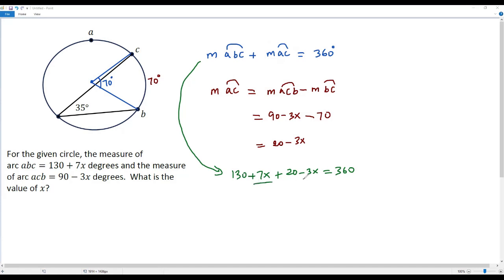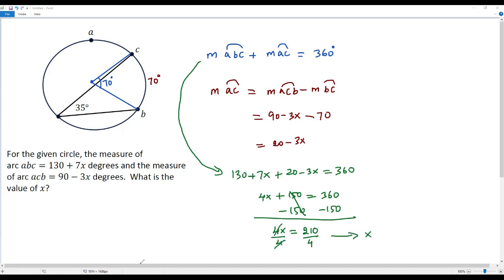Let's combine this +7x and -3x. Then I am getting +4x. When I combine 130 and 20, I am getting 150, so 4x + 150 = 360. Let me subtract 150 from both sides of this equation. Then the positive and negative values will cancel out. We get 4x equals, when I combine these two values, 210. Let me divide both sides of this equation by 4. Then this 4 will cancel out. Then we get x equals, let me divide 210 by 4, I am getting 52.5. Here I got the value of x, that is 52.5.